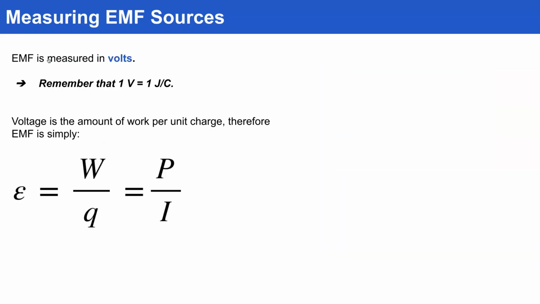Alright, it's measured in volts because, once again, it is the work per unit charge, and therefore the work per unit charge is also the power over the current. Alright, so EMF is work per unit charge, which can also be broken down to power divided by the current.